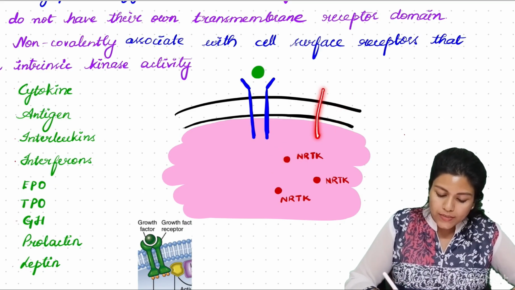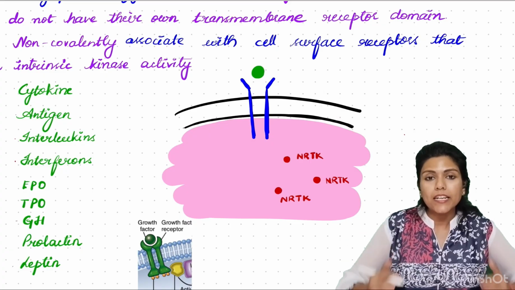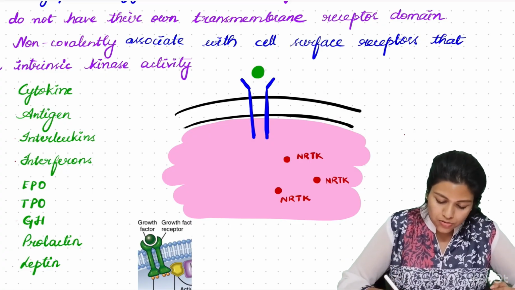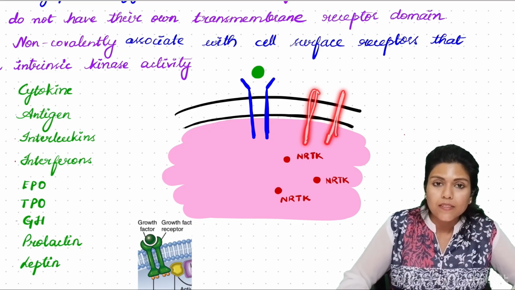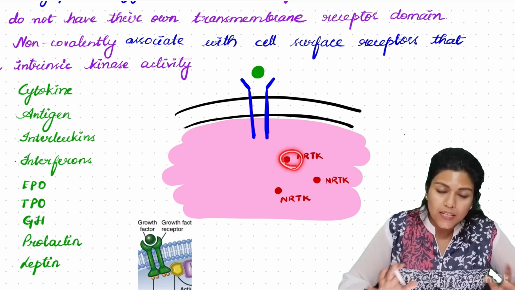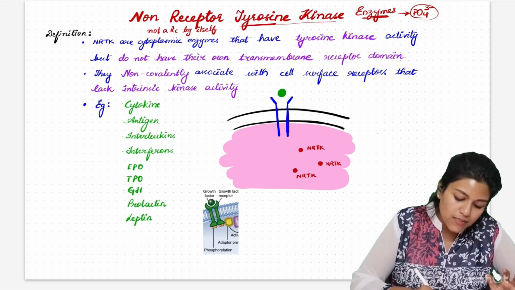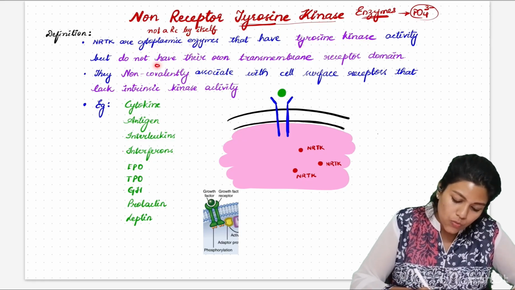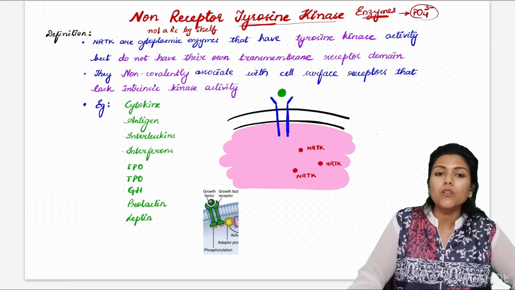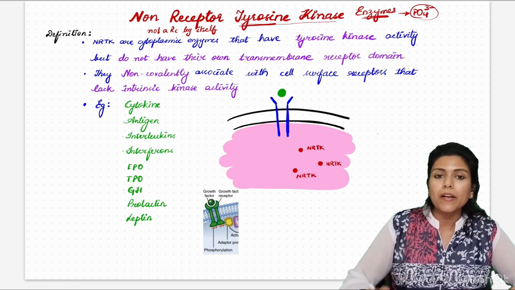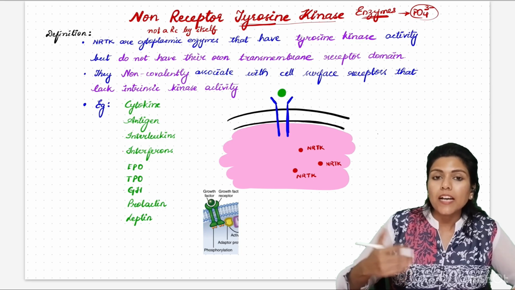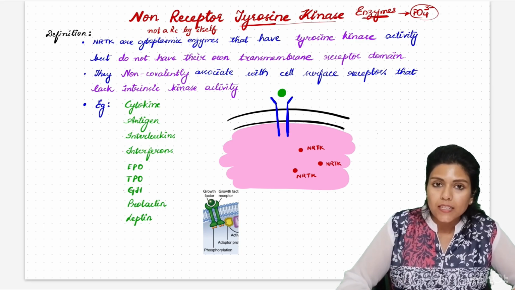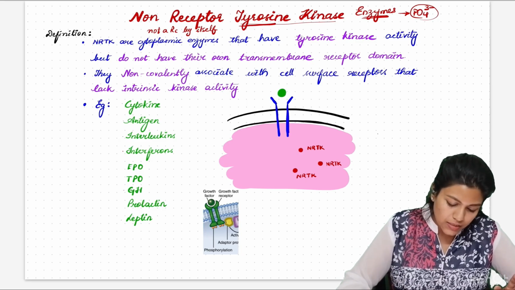They are unable to receive the signal from the external environment, so they lack this structure. Only the machine is present within the cytoplasm. Hence they are cytoplasmic enzymes with tyrosine kinase activity but don't have their own transmembrane receptor domain. It is not a receptor by itself, hence non-receptor, but they are enzymes with kinase activity, hence tyrosine kinases. Hence the name is justified.